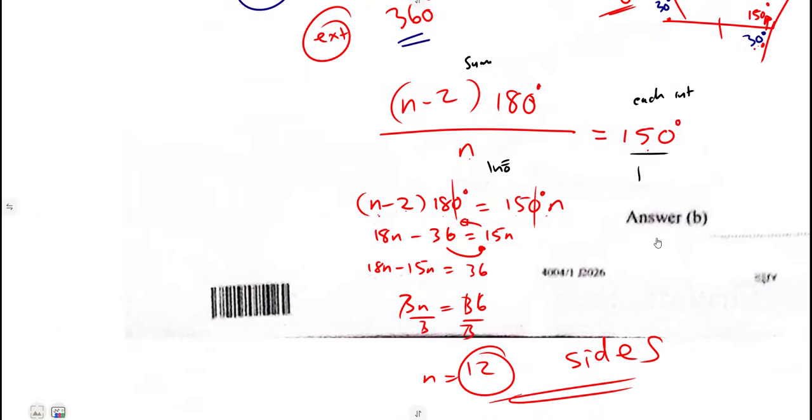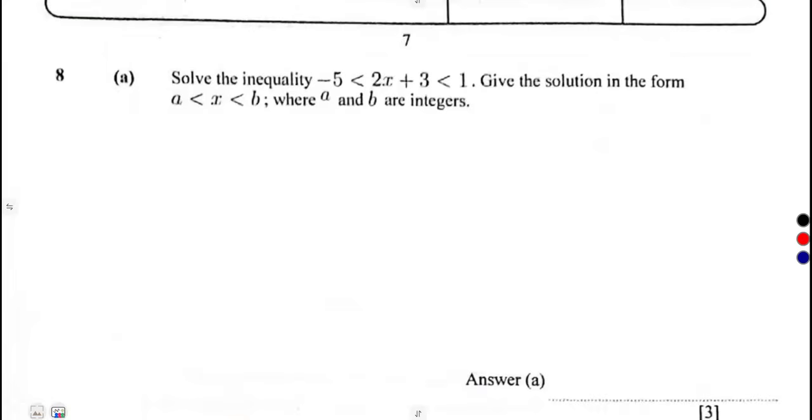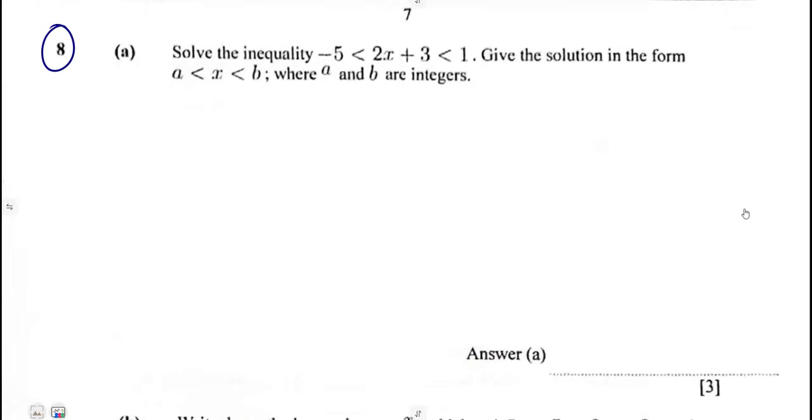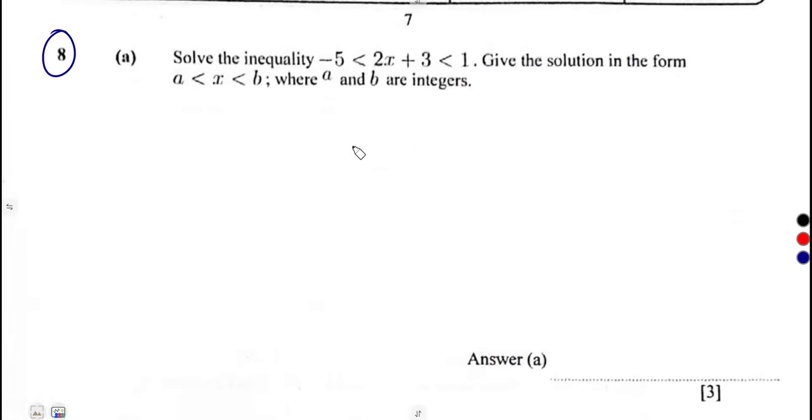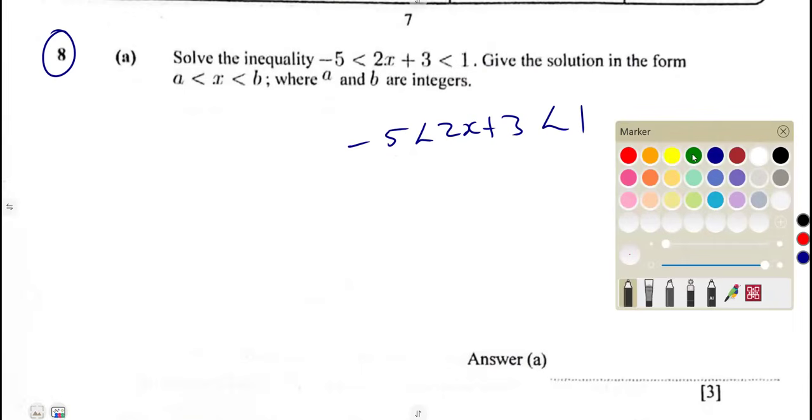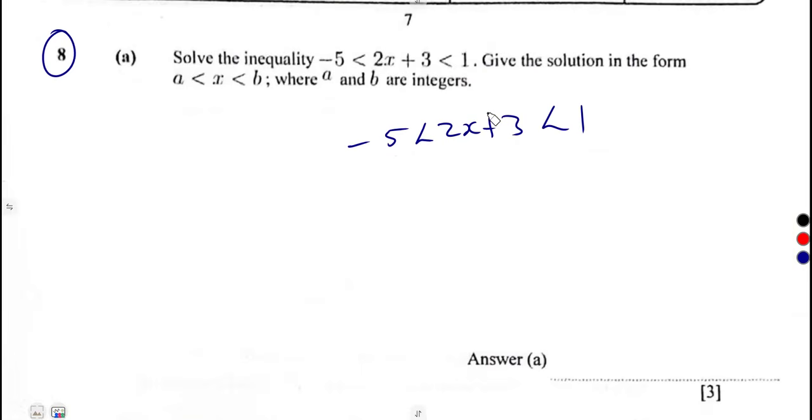So this is it from the given information. Number 8a, solve this inequality. There are many ways again to solve such an inequality. Here 2x plus 3 is greater than minus 5, but less than 1. I can solve this directly on the diagram, taking the 3 to the other sides. So here it's going to be minus 3, minus 3.